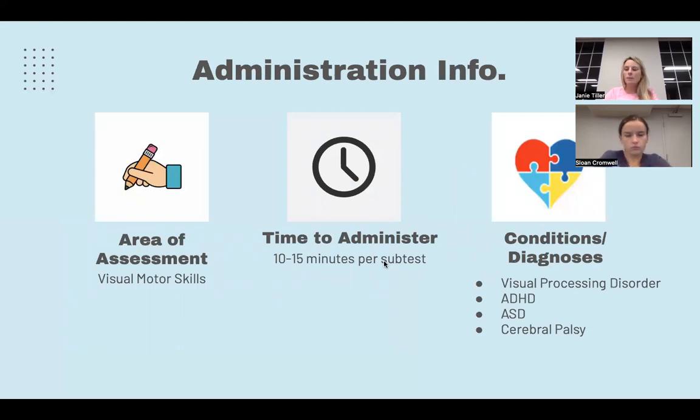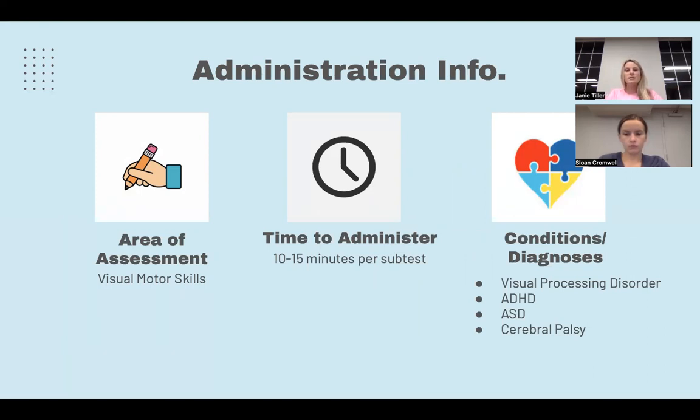Okay, so a little bit more administration information. Like I said, the area of assessment is visual motor skills. This is going to look at the integration of both of those. Of course, this assessment is not given until the vision check and hearing check have been completed, just to rule out visual acuity as a factor in their performance.